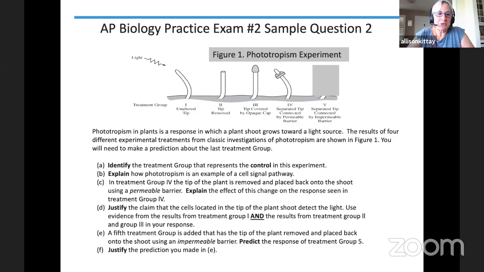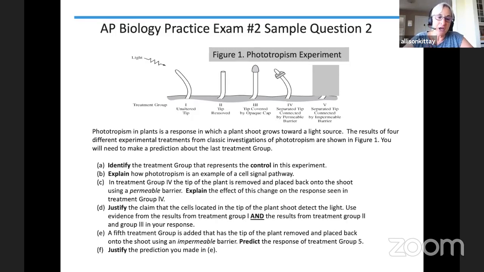So question 2 shows you figure 1, which is a phototropism experiment. And you can see that there are 4 treatment groups, and you're going to be making a prediction about treatment group number 5. The question reads, phototropism in plants is a response in which a plant shoot grows toward a light source. The results of 4 different experimental treatments from classic investigations of phototropism are shown in figure 1. You will need to make a prediction about the last treatment group.